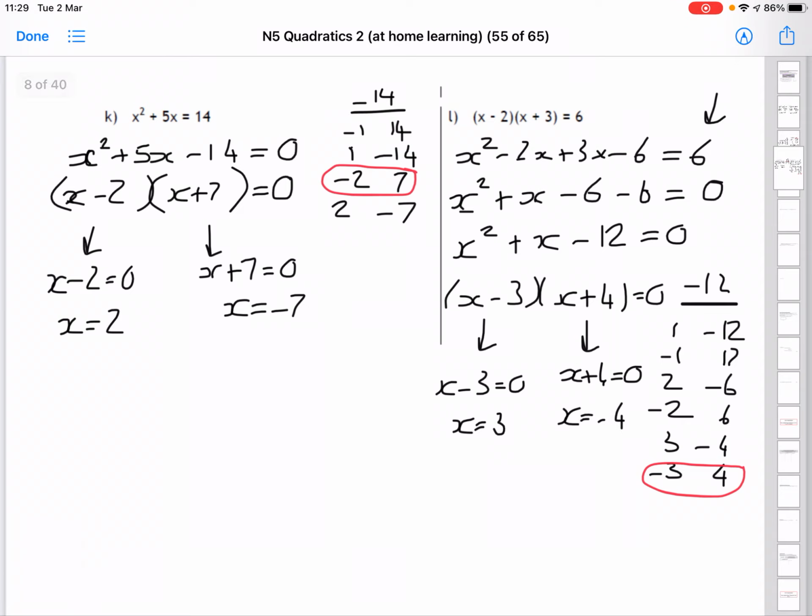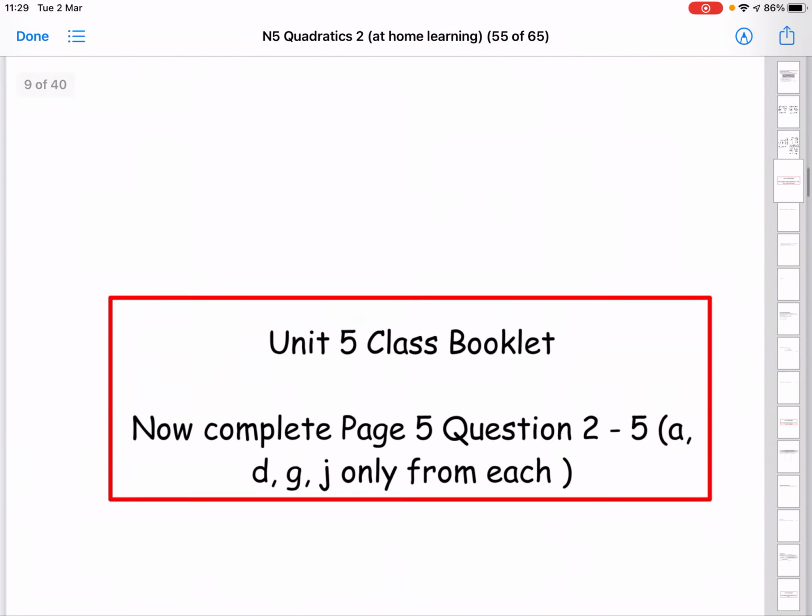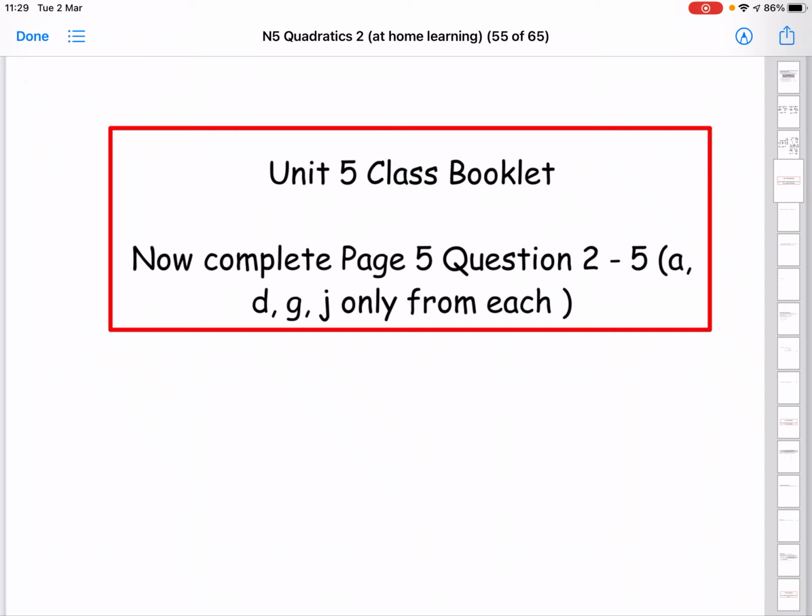So I know that is a lot of examples, but that is covering every kind of factorising that you could possibly get asked. I'm not going to give you a lot of questions to do on this today. I'm just going to give you from the Unit 5 booklet, which will be, if you go into the Files section, Unit 5 class booklet, that's saved in there.